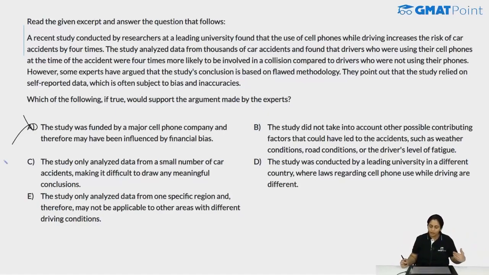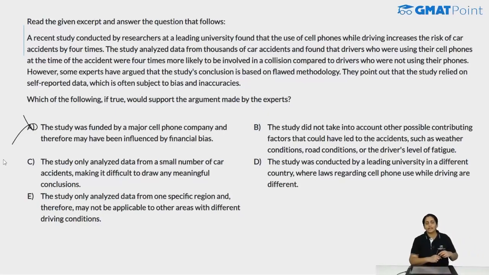The study did not take into account other possible contributing factors that could have led to accidents such as weather conditions, road conditions or the driver's level of fatigue. Now, this is a valid concern. Because essentially, whenever you are conducting any kind of study and you are saying A leads to B, you have to essentially account for other factors remaining same. So, if in the case of accidents, the other factors were not same, then you can't make that conclusion.